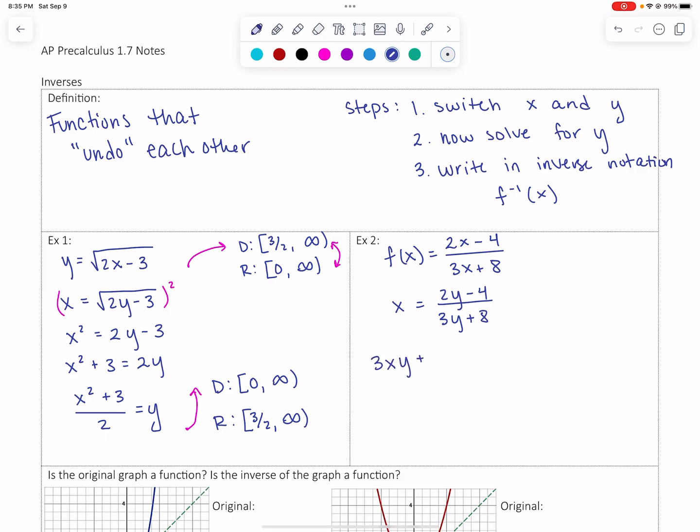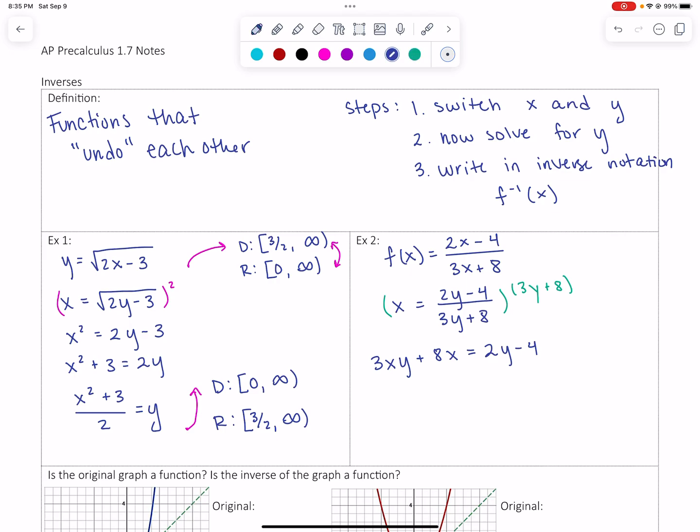3xy plus 8x is equal to 2y minus 4. And if you're confused how I got there, I multiplied everything by 3y plus 8. So just as a reminder, you go ahead and kind of fraction bust that bottom.